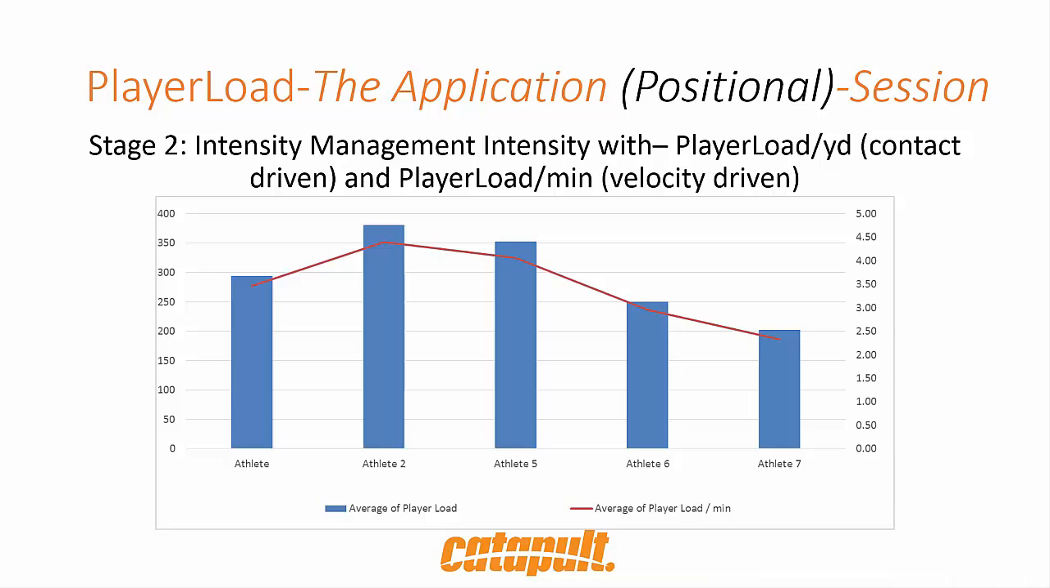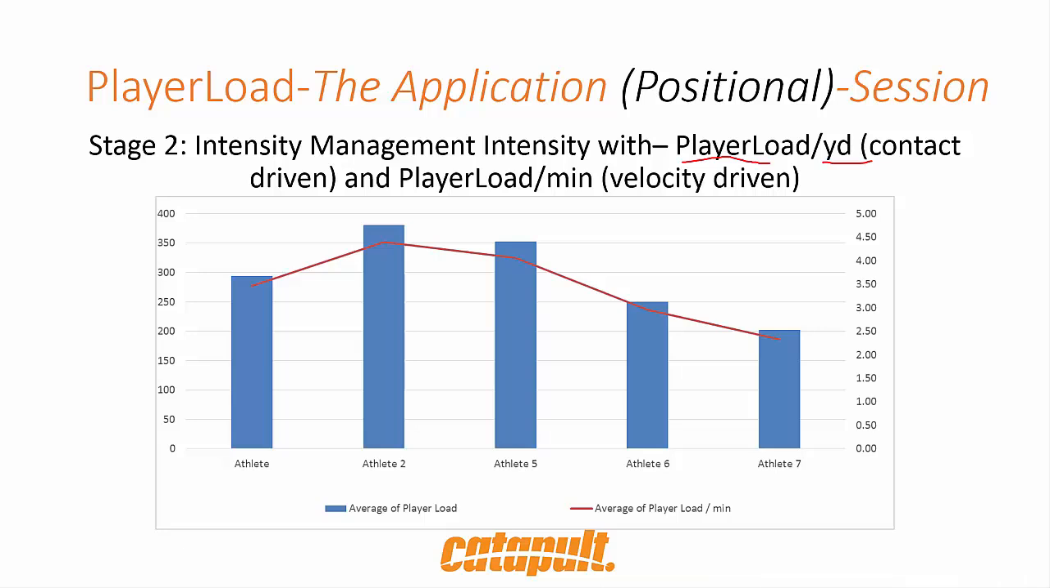So player load, in terms of the positional, looking at just one particular session, just to highlight one of the differences here, stage 2 is we're looking at player load per yard and player load per minute. Player load per yard is essentially telling us it's a contact driven metric, right? So I'm essentially taking my accumulated player load divided by my total distance.